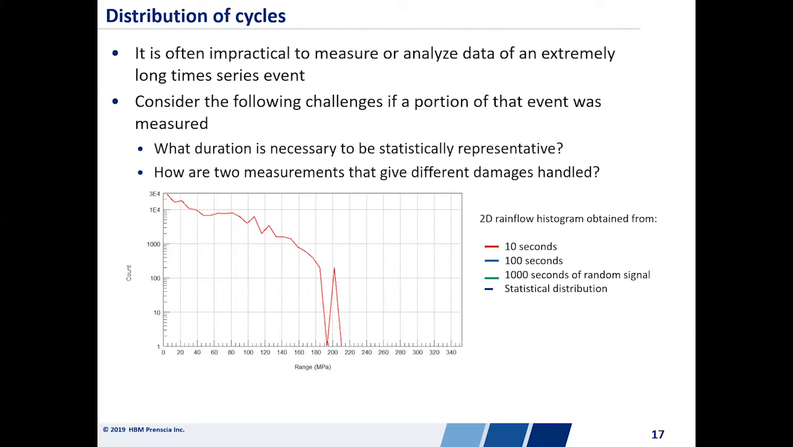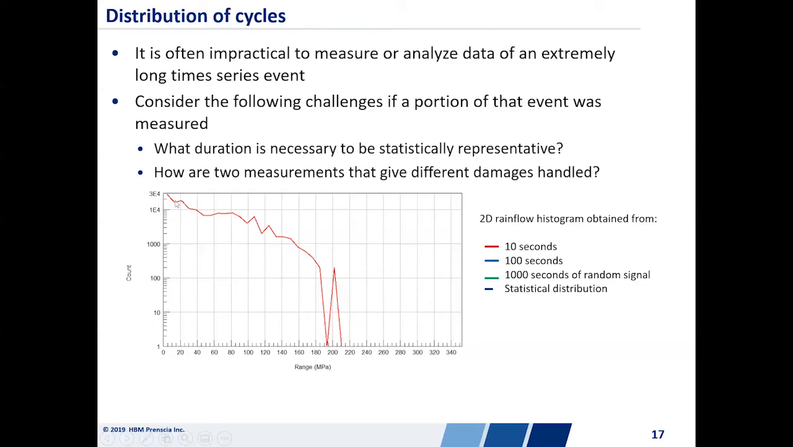So how do you handle two separate measurements of something that should essentially be a randomized event and getting two different answers? The plot that we see down below shows a 2D histogram, which might shed a little bit of light in terms of what we're trying to accomplish with vibration fatigue and the distribution of cycles. So the first thing that we see is the horizontal axis of the range of cycles, so basically the size of the cycles. And on the vertical axis, we see the count.